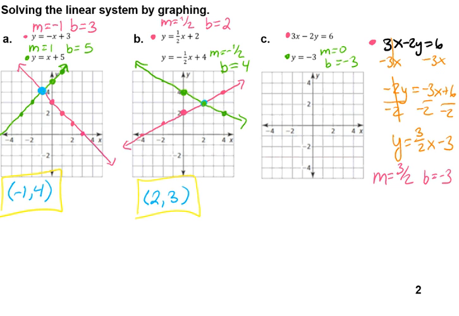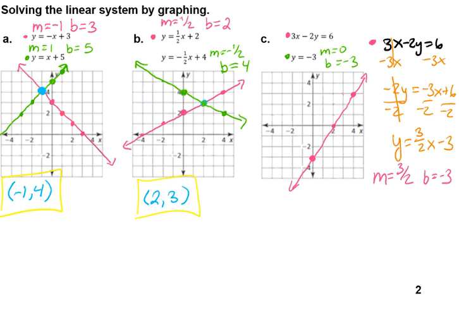And now we're ready to graph. So we'll graph at negative 3 because that's our y-intercept, that's our b value. And our slope says up 3 over 2. So up 3 over 2. And then we'll go ahead and do it again. Up 3 over 2. And that gives us our line.